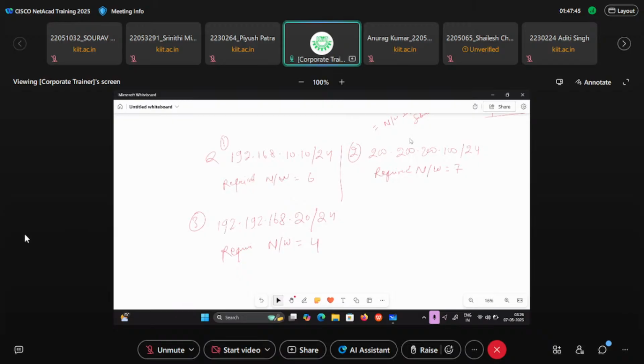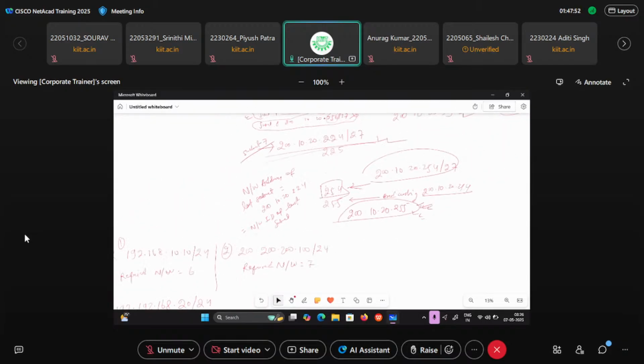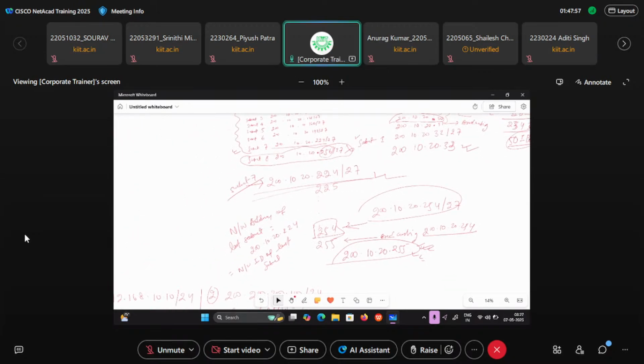I think from the starting, when I was explaining about required number of hosts, required number of network, I think you have missed that. You joined late or what? चलो, someone explain that. ये already मैंने बता दिया है.